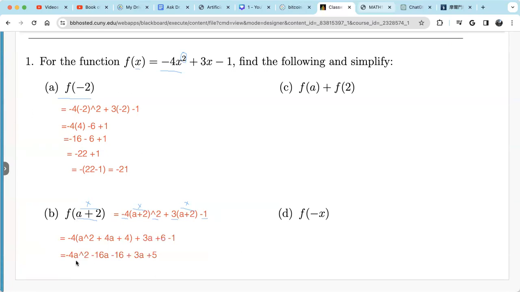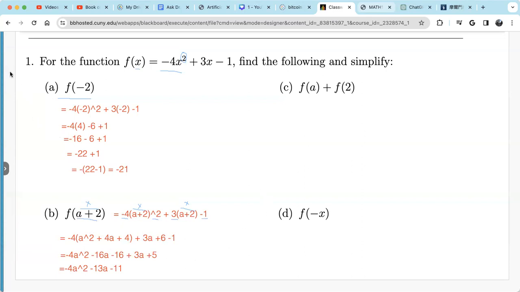Then we see if we have like terms to combine. A squared, no like term, just negative 4a squared. That's our leading term. Then we have negative 16a plus 3a, that becomes negative 13a. Then we have negative 16 plus 5, that becomes negative 11. So that's it. We still get a function, but now in terms of a, not in terms of x anymore, right?